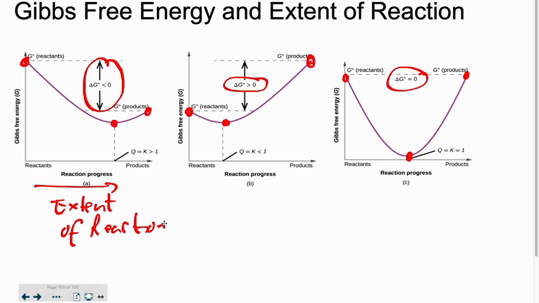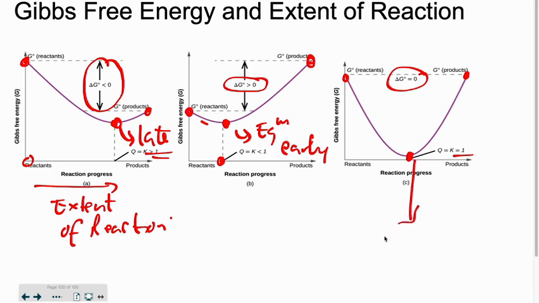So what I mean by that is the farther away from 0 the valley is, the later equilibrium was established. If the bottom of the valley here is closer to 0, then equilibrium was established early. And if the valley is right in the middle, here we say that K is equal to 1, equilibrium was established in the middle. Now, if that doesn't make sense to you, you can take a look at the lesson on equilibrium. Hopefully that helped.